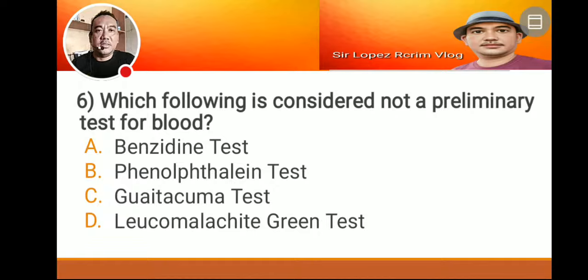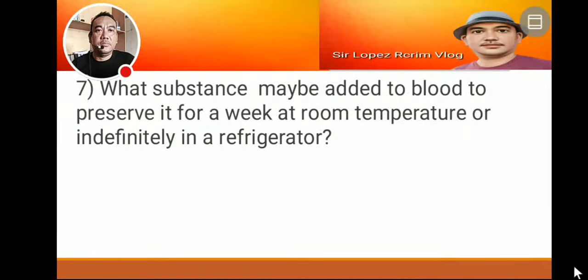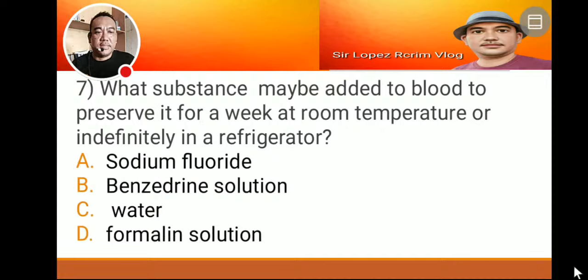Let's proceed to question number 7. What substance may be added to blood to preserve it for a week at room temperature or indefinitely in a refrigerator? Letter A, sodium chloride. Letter B, benzene solution. Letter C, water. Or letter D, formalin solution.